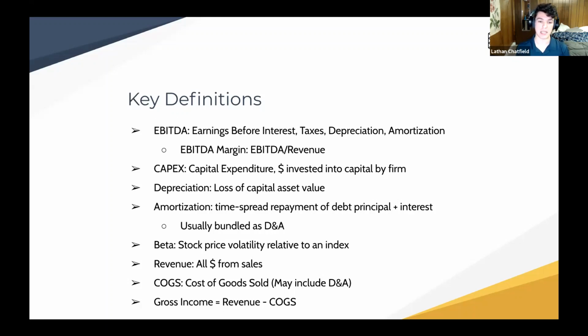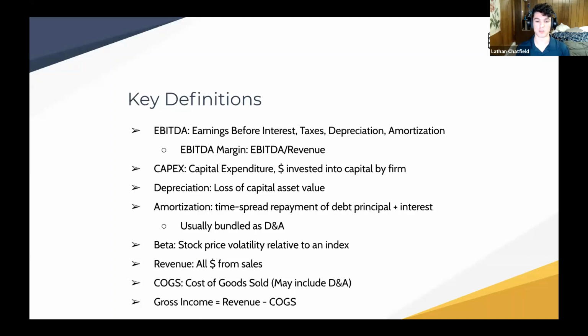You're also going to need capital expenditure, CapEx, which is money spent by the firm investing into capital, think machinery, buildings, so forth. Depreciation is that capital's loss of asset value over time. Amortization is the effect of spreading out repayment of a debt's principal and its interest. Depreciation and amortization are usually bundled together as D&A costs. So you'll often see those together in the company's financial statements.